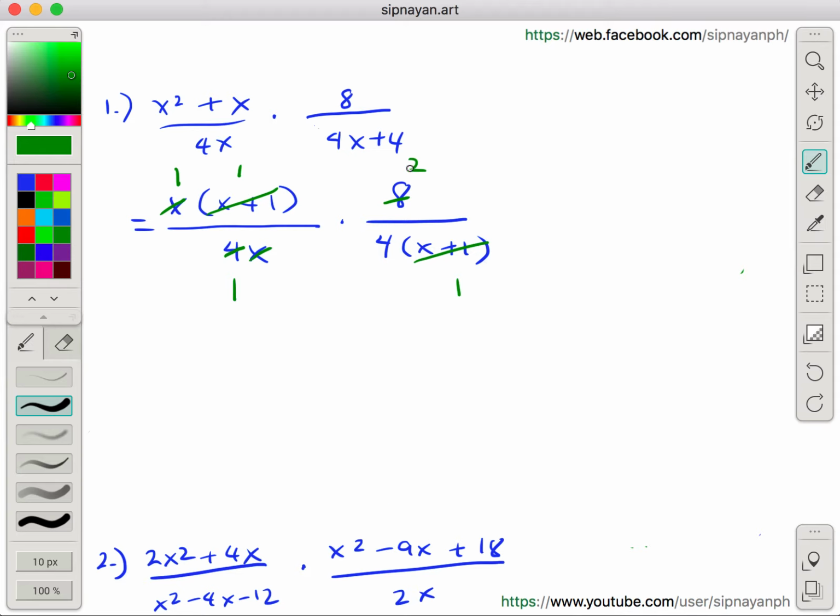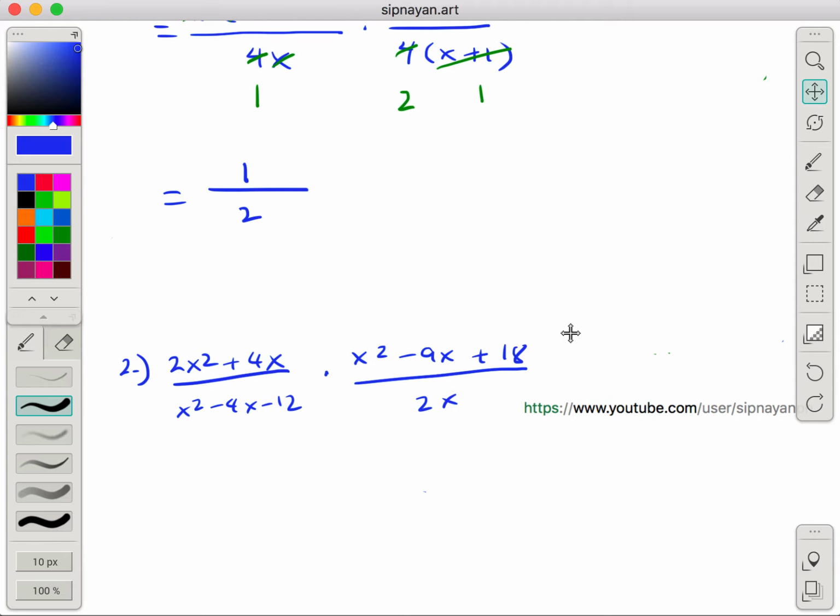2 over 4, this is 1 half, no? 2 divided by 2 is 1. And then, 4 divided by 2 is 2. So, ang numerator natin, nasagot natin ay we multiply all the numbers doon sa numerator ng all the rational expressions. So, 1 times 1 times 1. So, that's 1. And then yung denominator natin ay 1 times 2 times 1, which is 2. So, our answer is 1 half.